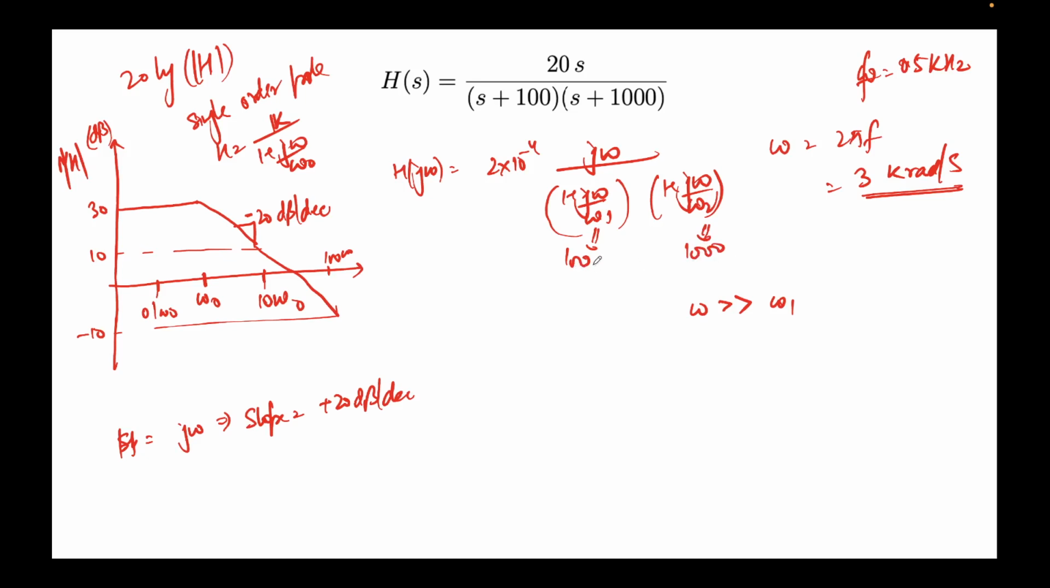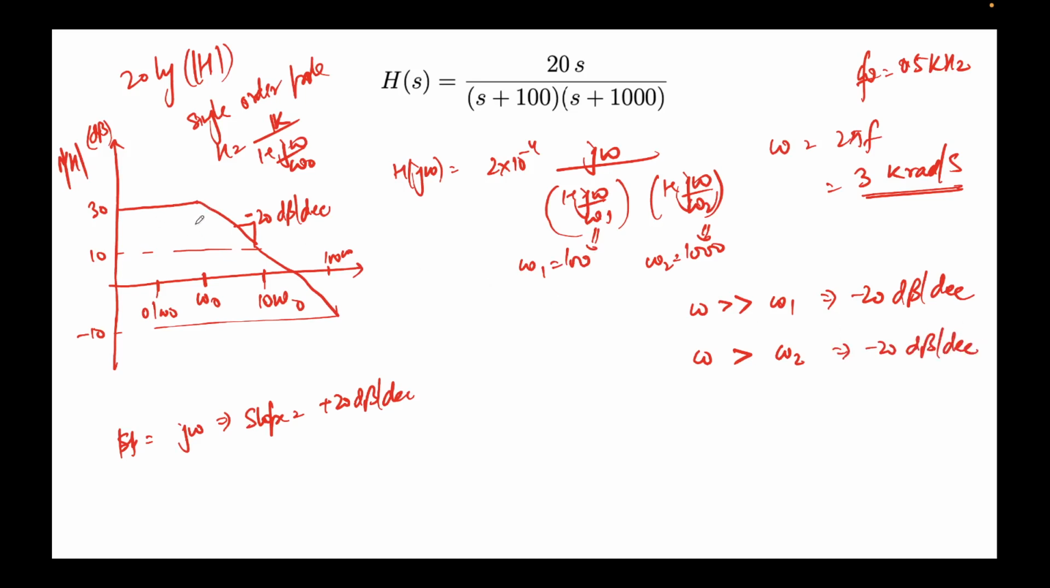Okay, if omega is greater than omega 1, this implies a slope of minus 20 dB per decade, because this value is 100 and we are operating at 3 kilo, more than 10 times, so we have crossed it. Similarly, let's compare to omega 2. Omega is greater than omega 2. Omega 2 is 1000 and omega 1 is 100. This will again give us a slope of minus 20 dB per decade, because the slope changes at omega naught.